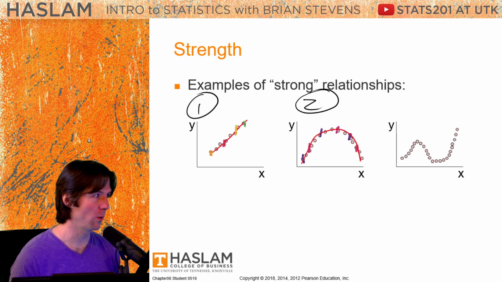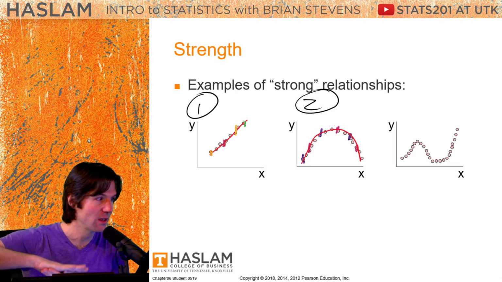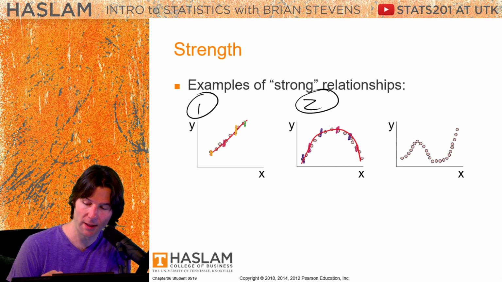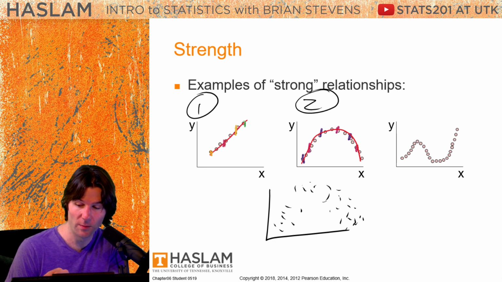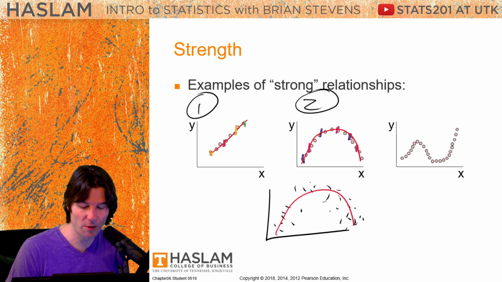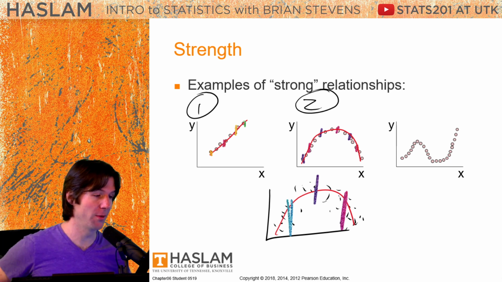Why is graphic 2 strong? Because it's tight around the form. The vertical scatter is how tight it is around the form. Does that make sense? So you could do a weak parabolic. A weak parabolic would be something like this, because these points have more what around the form? More scatter, more spread, more vertical scatter. Does that make sense? They're more spaced out around the form.